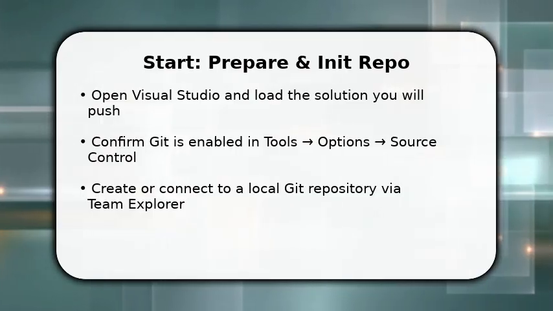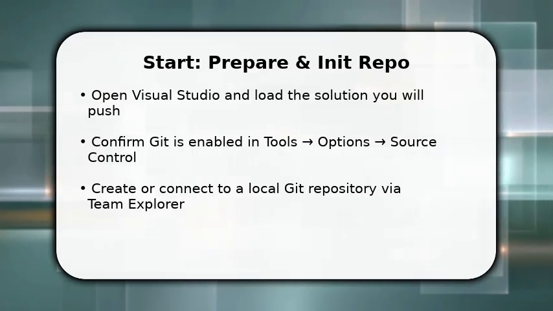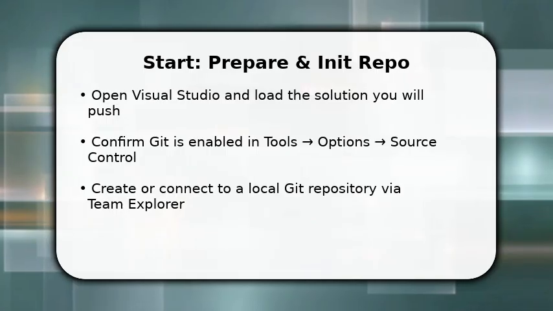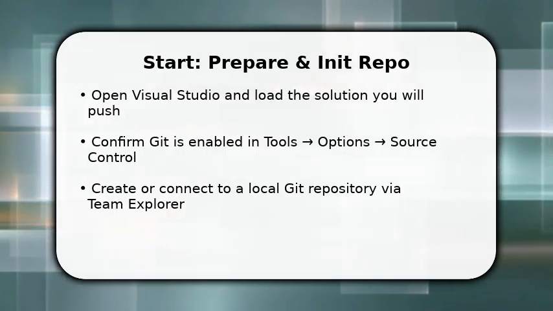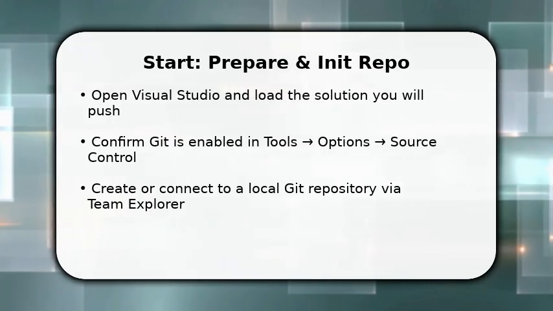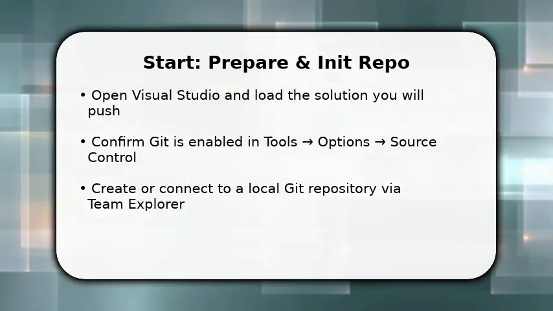You start by opening the solution and confirming Git integration. This saves time later. Once done, initialize or connect a local repository in Team Explorer so Visual Studio tracks changes. You should stage the files you want to push. Staging makes your chosen snapshot explicit.